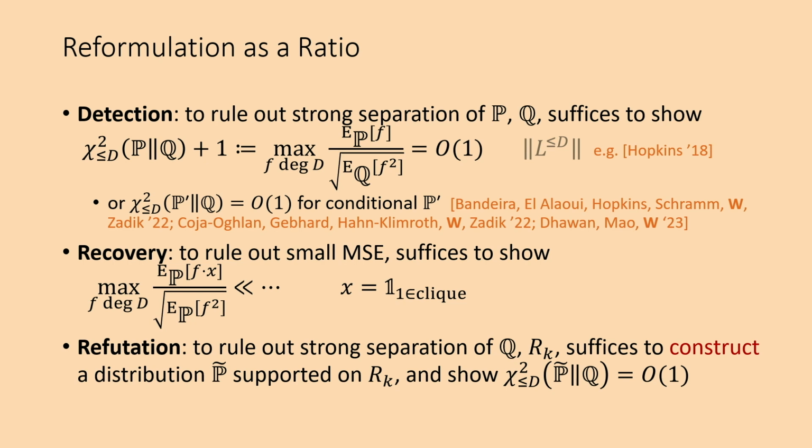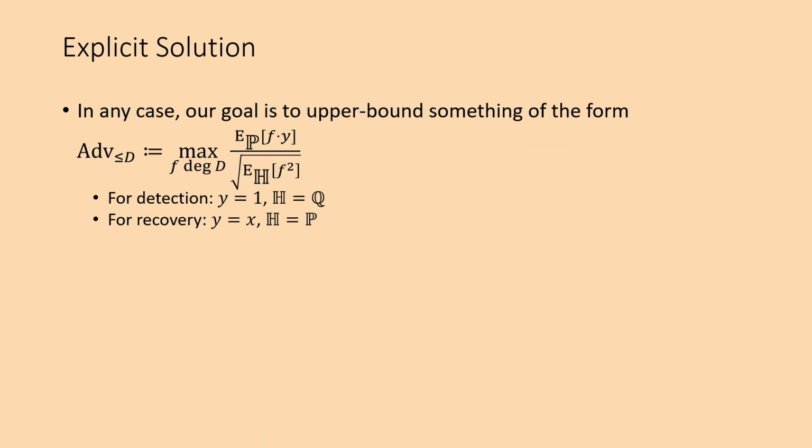OK, the point of this slide is basically to say that all of these can be put under one umbrella, that really my goal is to try to control things of this form. I'll use the term advantage as a generic term for these types of ratios. It's going to be a maximum over polynomials of something of this sort divided by some kind of second moment. You can recover detection and recovery by setting y equals 1 or y equals the thing you want to recover. And this h on the bottom is some distribution, which is either q in this case or p, the same as the top in this case.